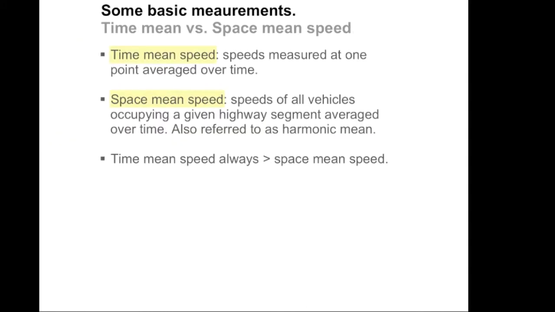So sometimes people get confused about time mean speed and space mean speed, so I just want to take a moment to remind you that the time mean speed is something that you measure at one point, and you collect a bunch of those speeds and you take the average, and you can obtain the time mean speed. Space mean speed is defined as the speeds of all vehicles occupying a given highway segment averaged over time. Also, we call this the harmonic mean. And as we'll see later, time mean speed is always greater than or equal to the space mean speed.